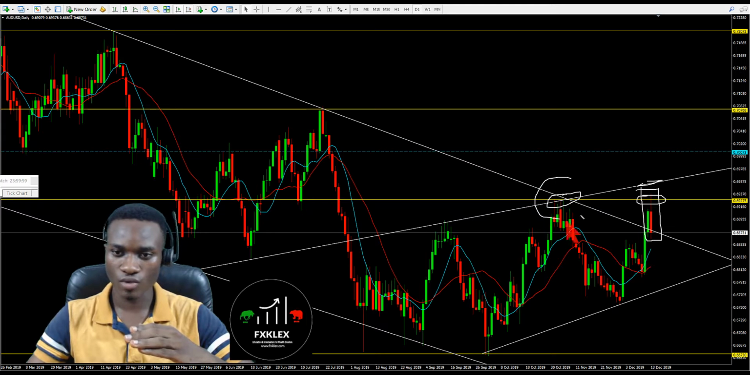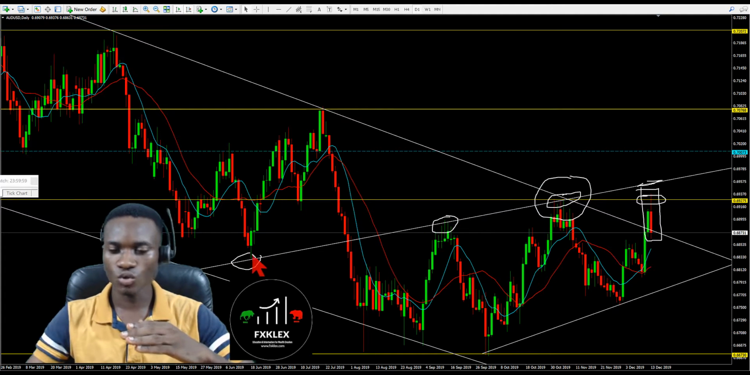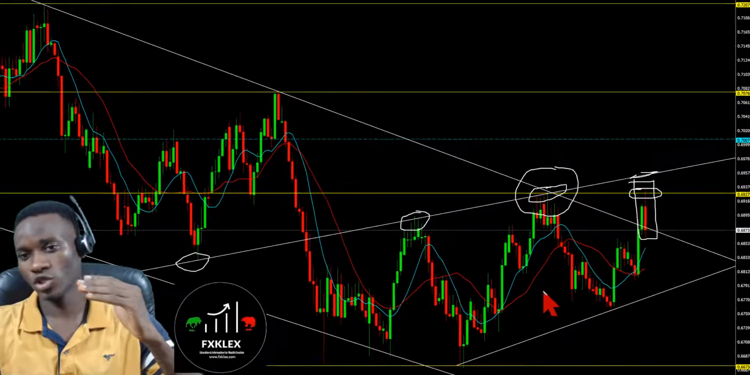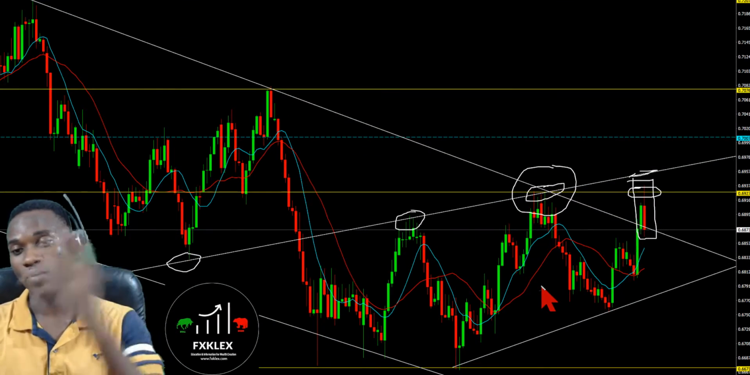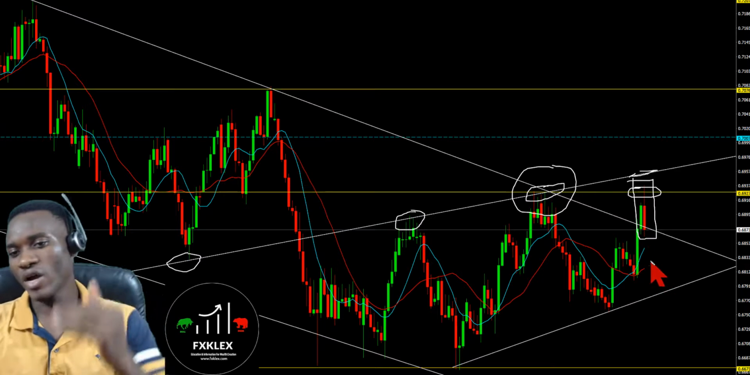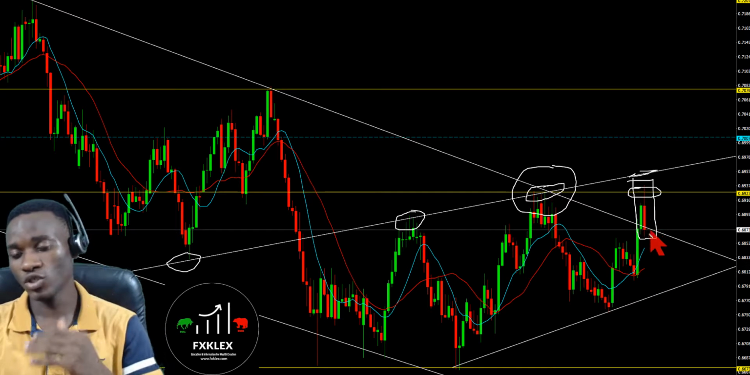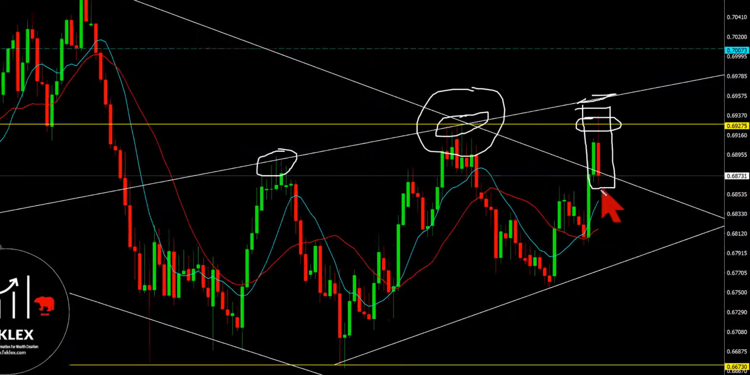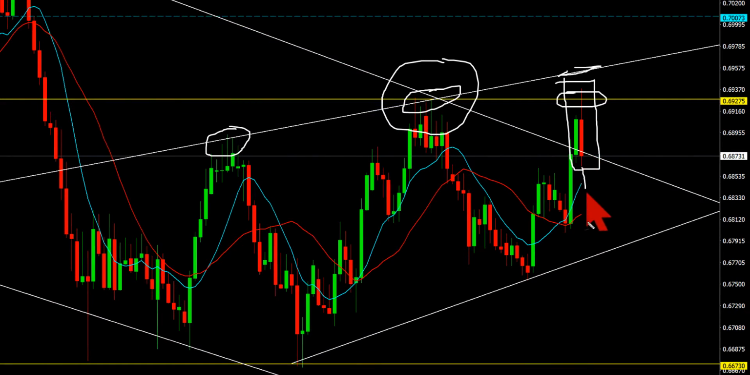This is also a complex zone right here. We also have a rejection of price right here, and rejection of price right here. So these are the two things I put into consideration, which repel me from wanting to buy Australian dollar at this region. So if price can fall below this bearish engulfing pattern, it's going to create an interest for the bears to move price downward again, and this could retest our next dynamic support level.